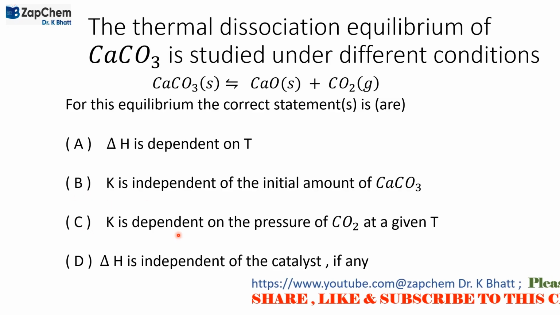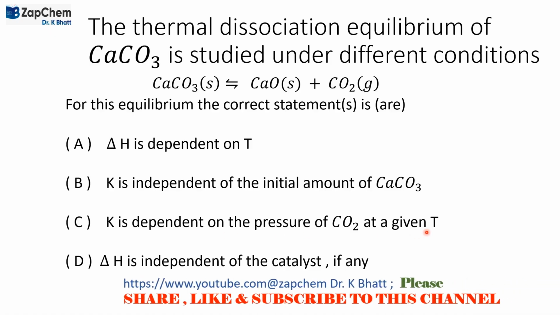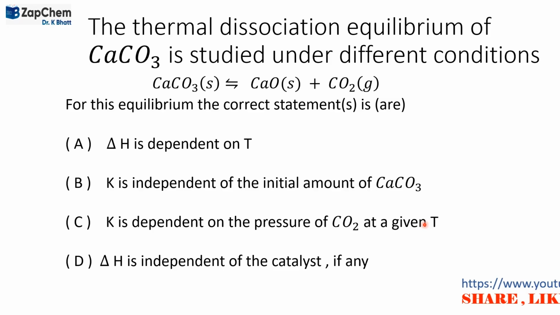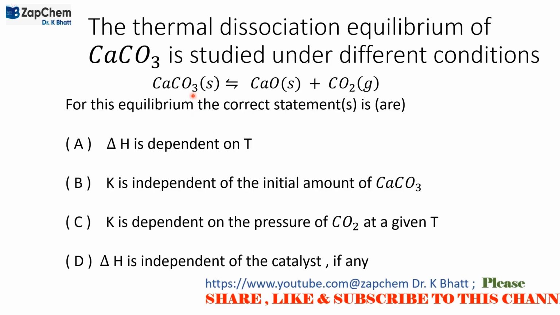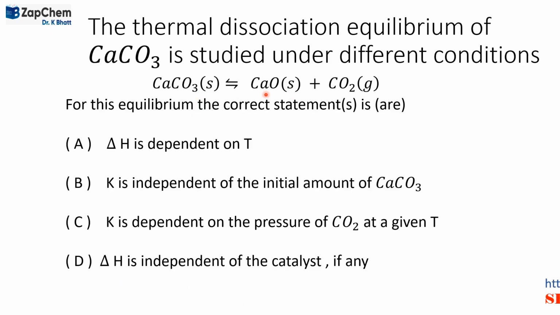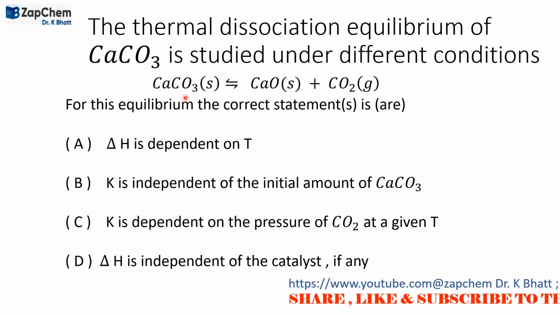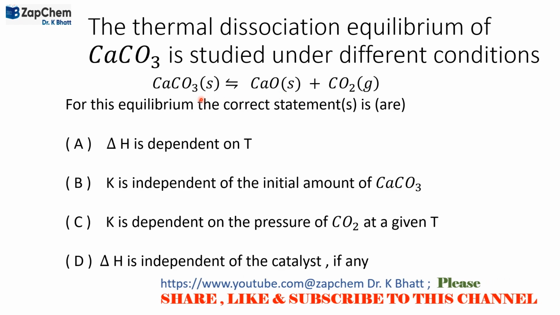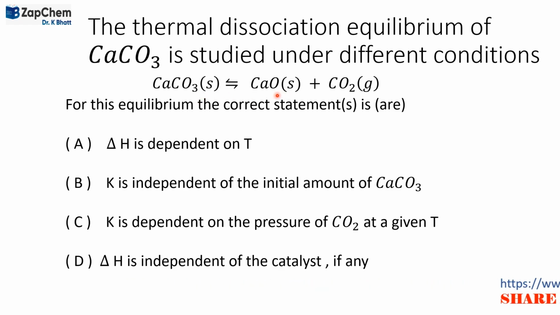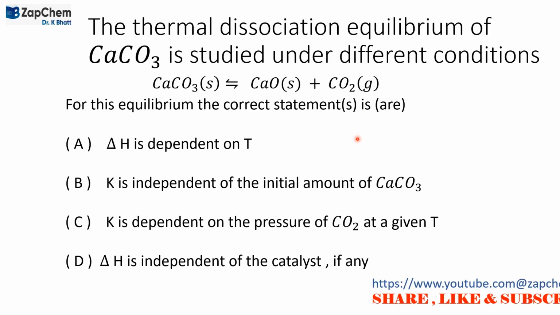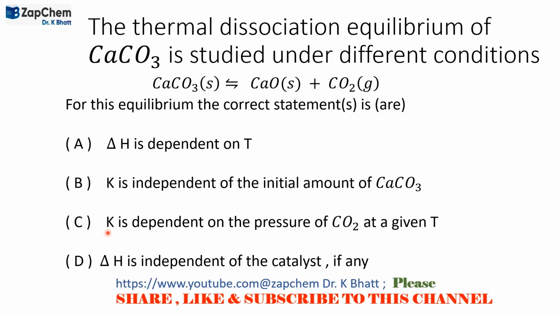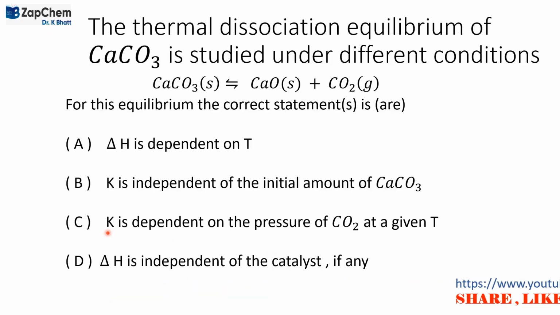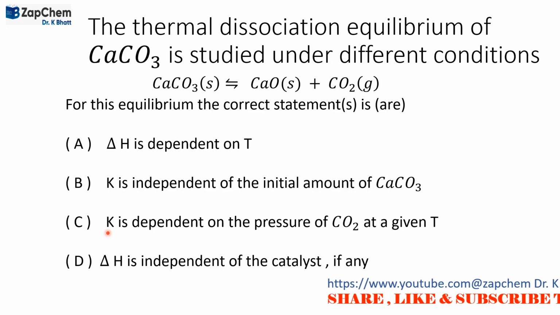Third option, K is dependent on the pressure of carbon dioxide at given temperature. Okay, this is all right because when we write the equilibrium constant, as I mentioned earlier, we use calcium oxide and calcium carbonate and carbon dioxide. Now here, since one of the products and the reactant itself are in the solid state, the concentration of carbon dioxide and the pressure of the carbon dioxide at a particular temperature will affect the equilibrium constant, and therefore we say that option C is also correct.